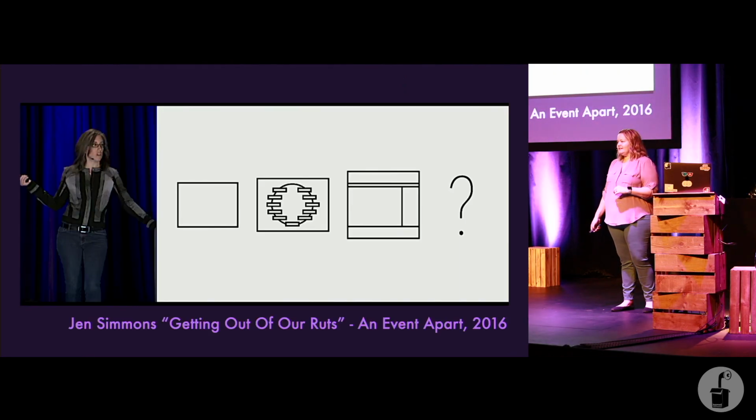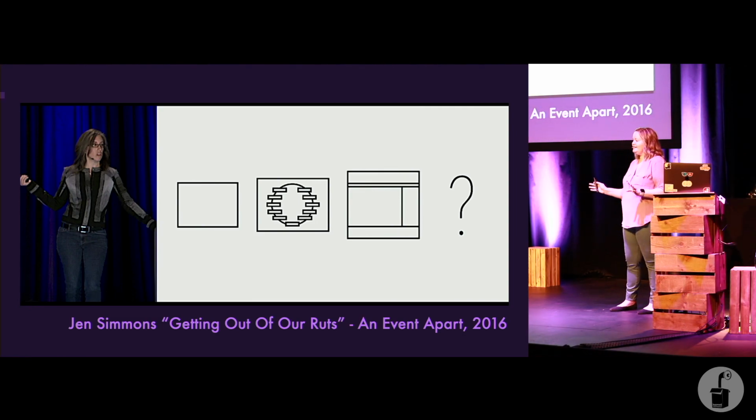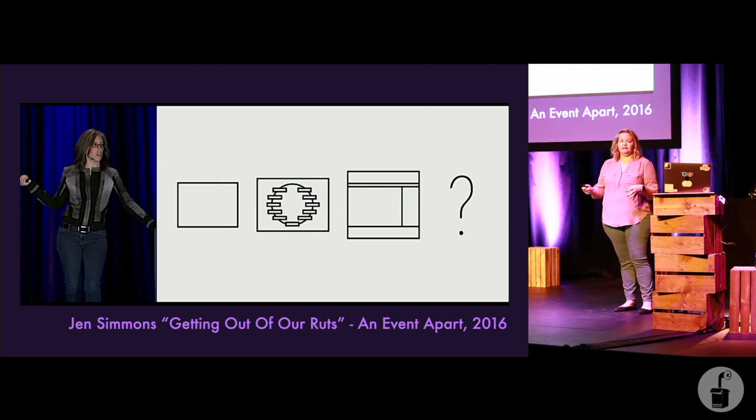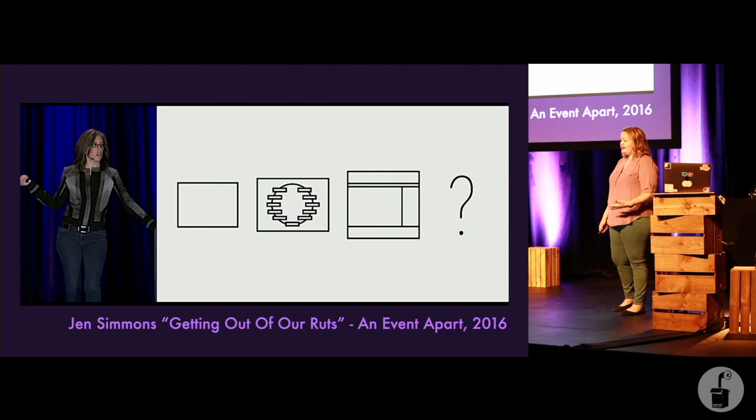At An Event Apart in 2016, so 6 years ago, Jen Simmons gave a more detailed overview of the evolution of web design. And it was in her talk, Getting Out of Our Ruts. And in this talk, she posited that we would move beyond what had become a plethora of very templated layouts, given that we were having more layout methods available in CSS. At the time of this talk, Flexbox was gaining traction, and Grid was a few months away from browser support.